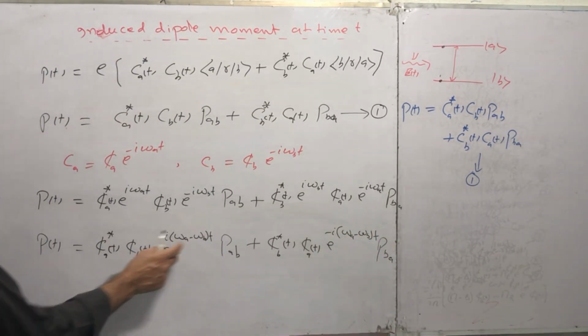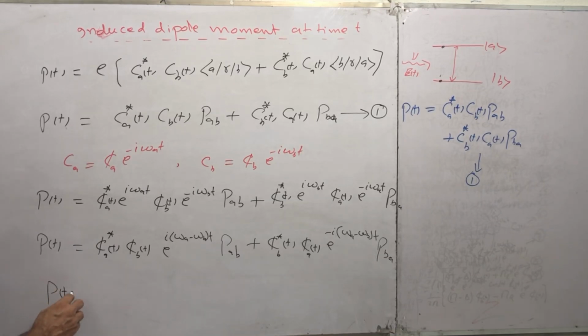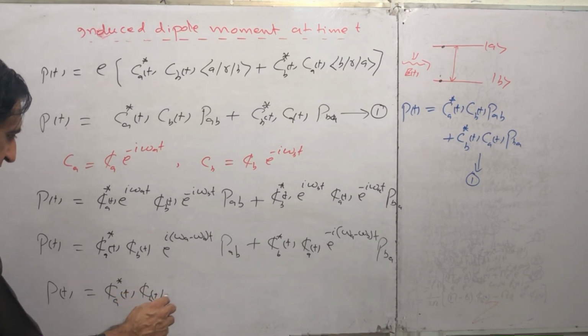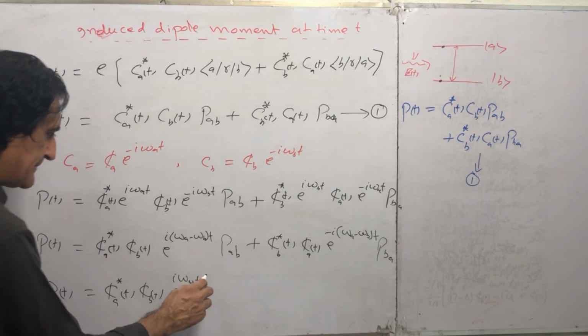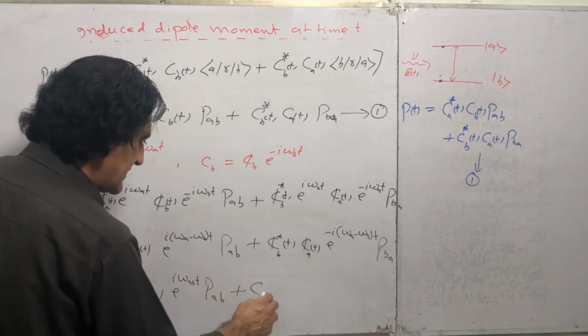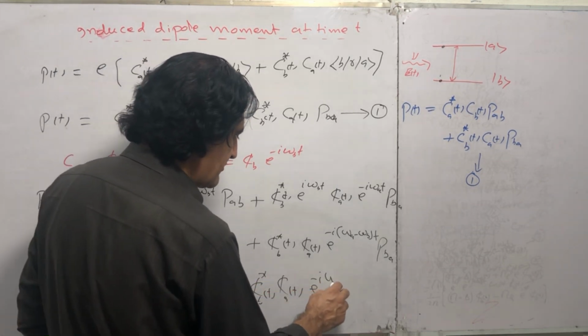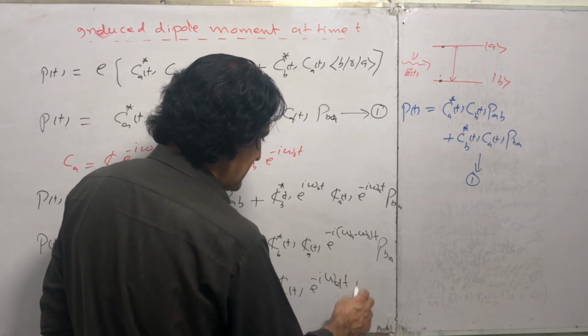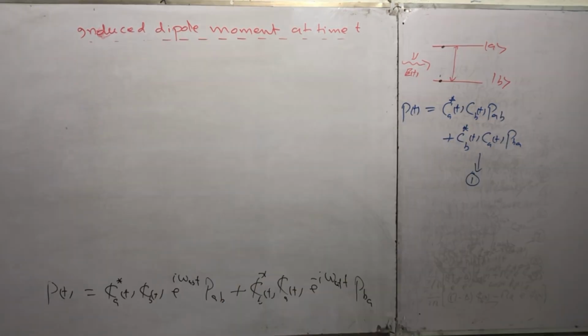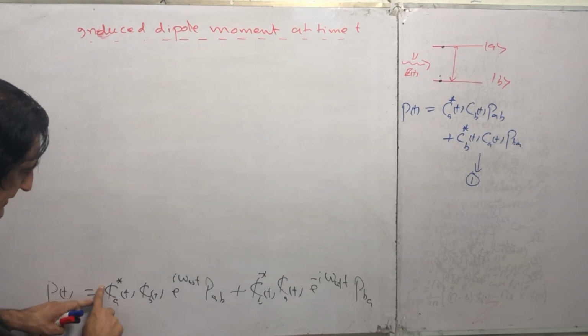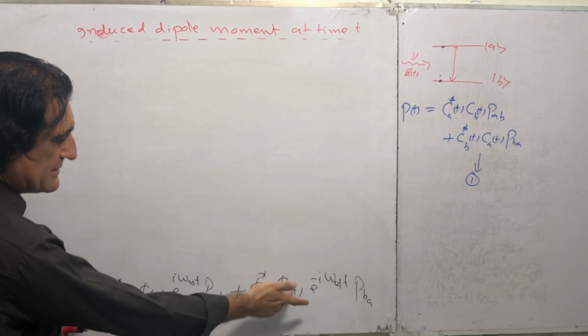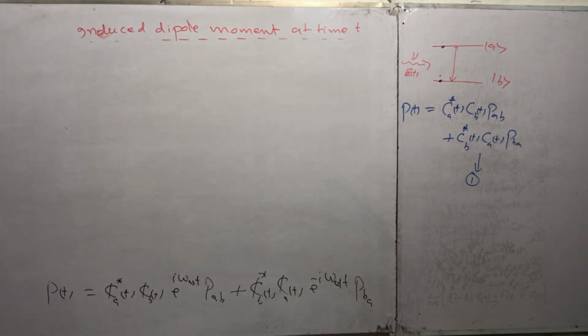We already know about this is the transition frequency, and P(t), which is equal to C_A star of t and C_B of t e to the power iota omega_AB t P_AB plus C_B of t cross C_A of t e to the power minus iota omega_AB t P_BA. In this equation, C_A cross, C_B cross, C_B cross and C_A cross. And we know about these values. Already we have calculated this in the previous lectures.